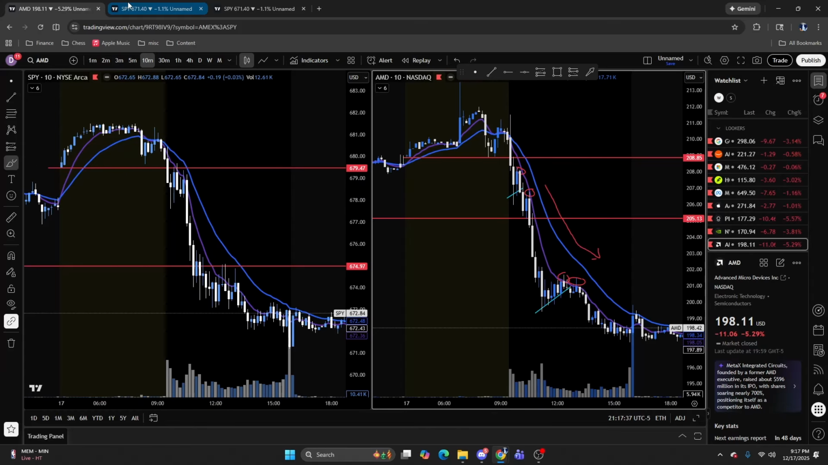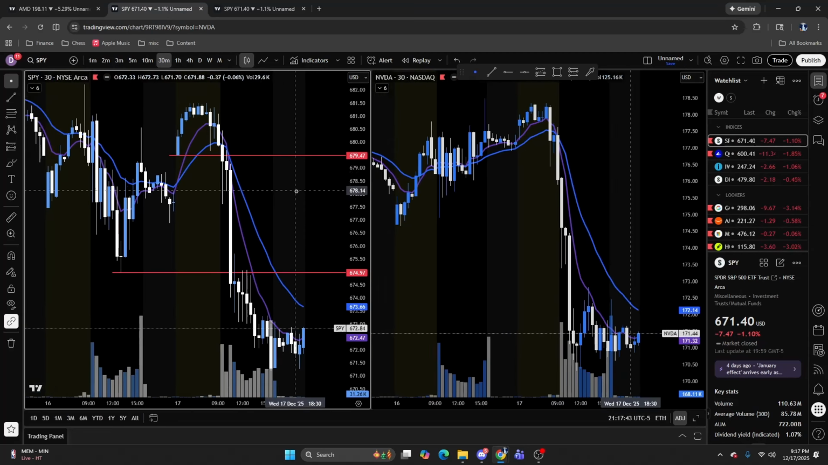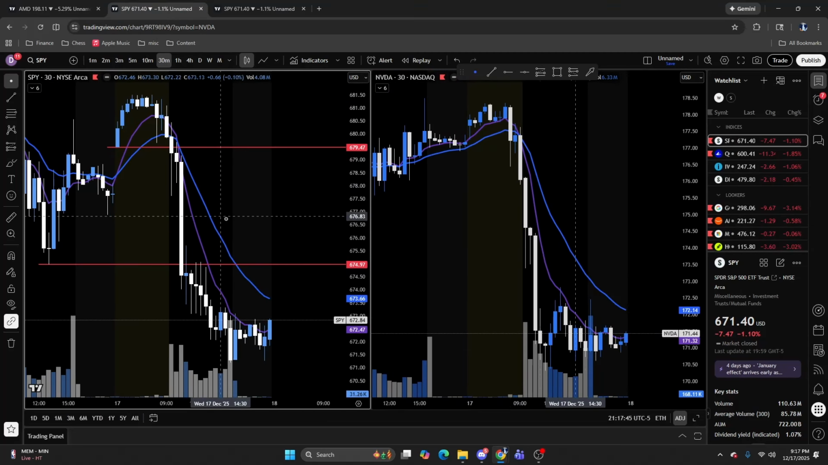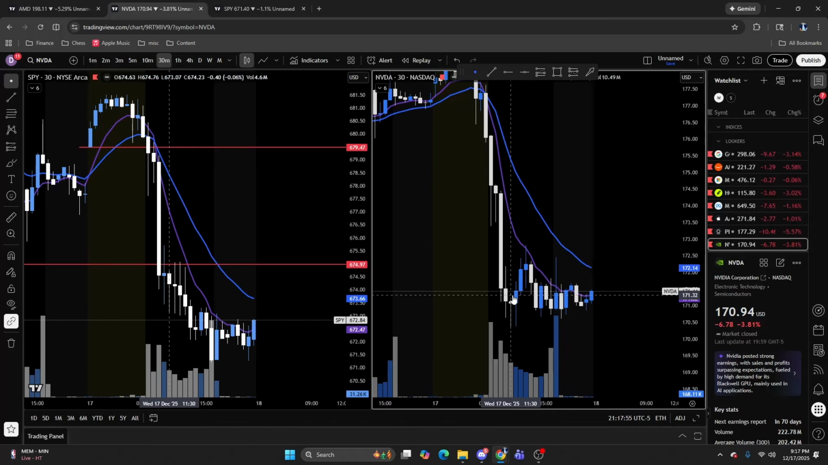Now there's another setup, not even on the 10-minute, but on the 30-minute, right? There's a 30-minute time frame. Notice this is the same day. SPY is indecisive on the 30-minute. But let's look at NVIDIA. NVIDIA dumps the whole entire first few hours. It pulls back, it taps and retests the 8 EMA right here. And then it rolls over.